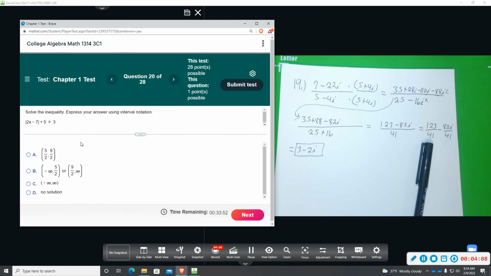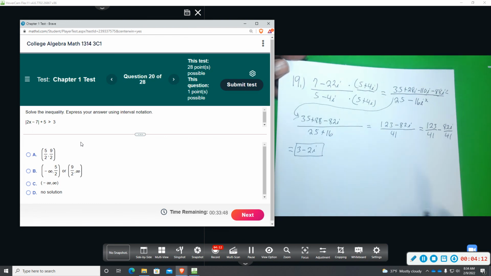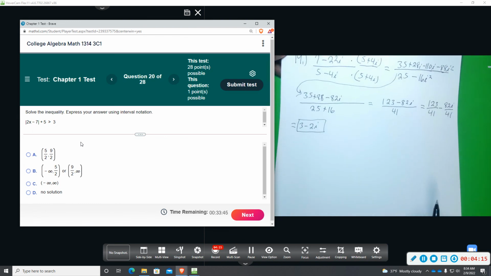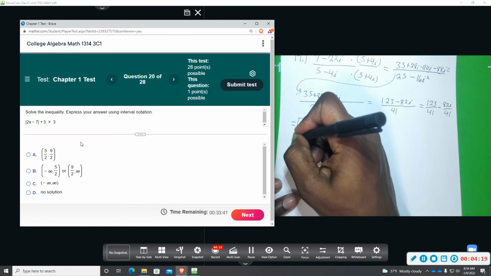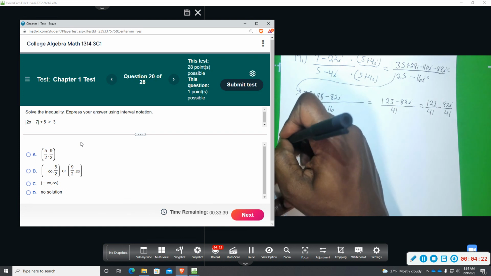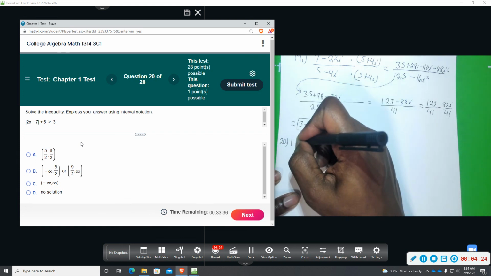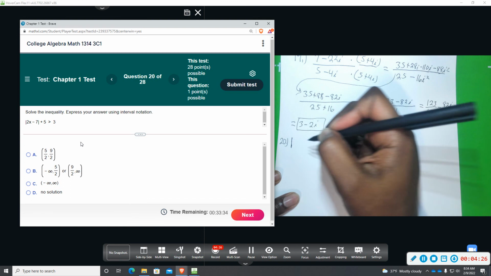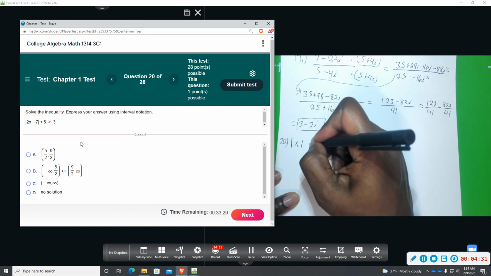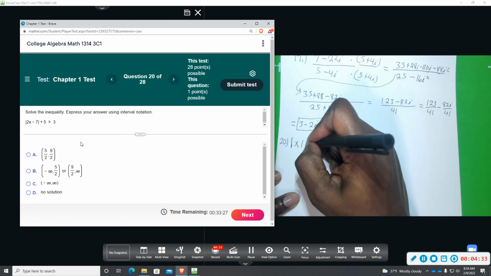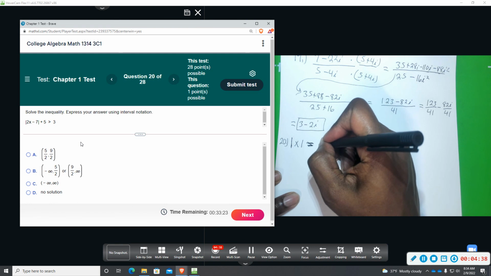Number 20. Okay, so this is one that we have not seen, so let me give you a little background. Traditionally, when we've been doing absolute value problems, and this is just some notes for number 20, let's say we have the absolute value of x is equal to, let's say, positive 2.